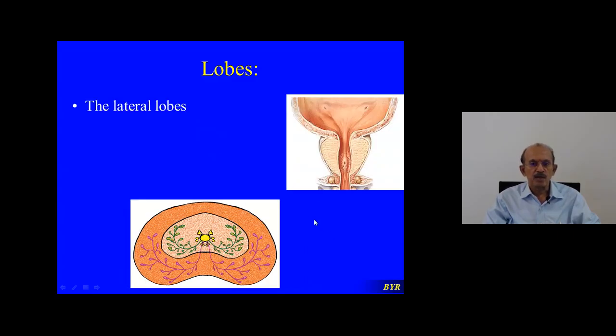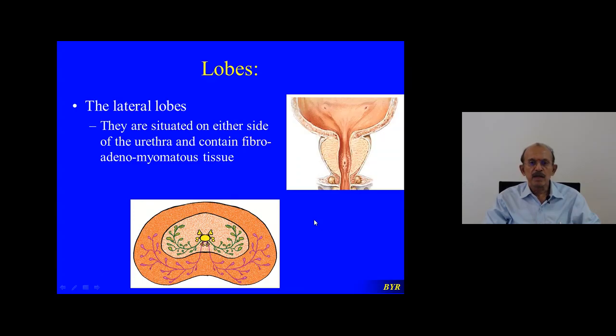The lateral lobes are situated on either side of the urethra and contain fibroadenomyomatous tissue. And this is the commonest site of BPH. So this is the section of the normal prostate. You can see this is the coronal section and this is the transverse section. So in these 2 sections, you can see there is uniform structure of the prostatic gland tissue.